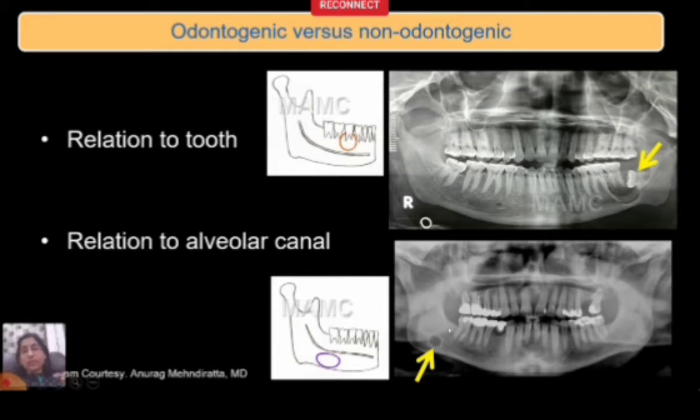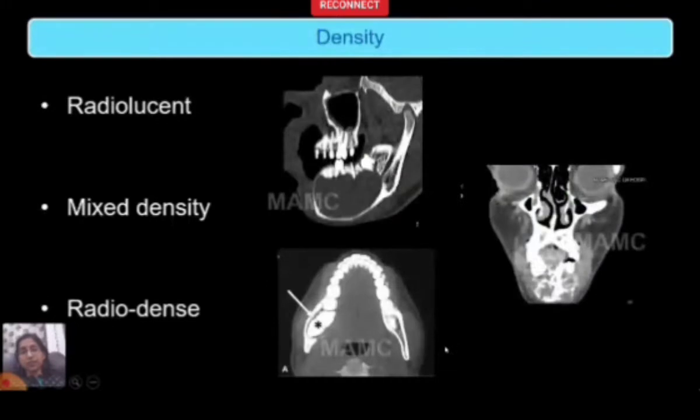Now, the problem here is it's a small bone and the lesions sometimes are quite large. So it may really not be possible for us to differentiate between an odontogenic lesion and a non-odontogenic lesion. But what I want you to remember here is that if the lesion is below the inferior alveolar canal, it is a non-odontogenic lesion, and also it will most likely be a benign lesion.